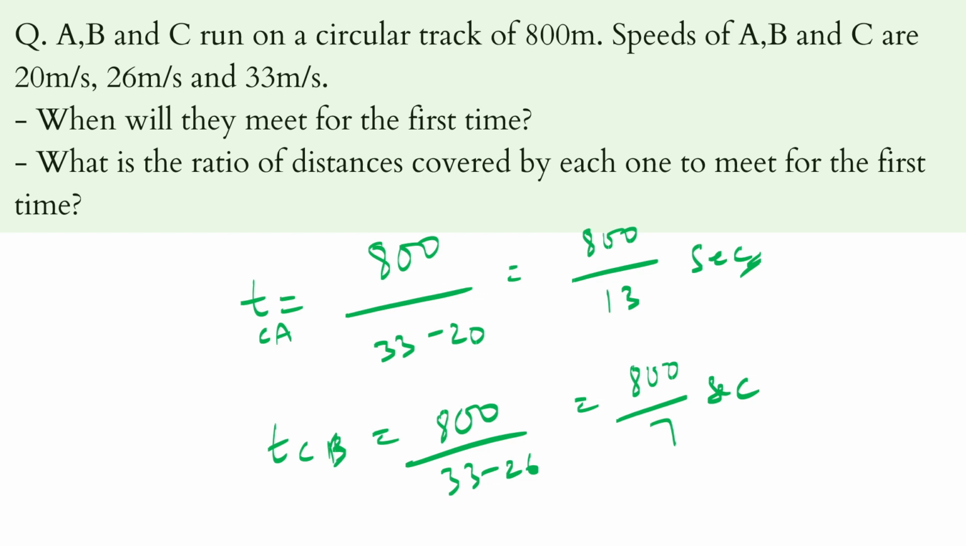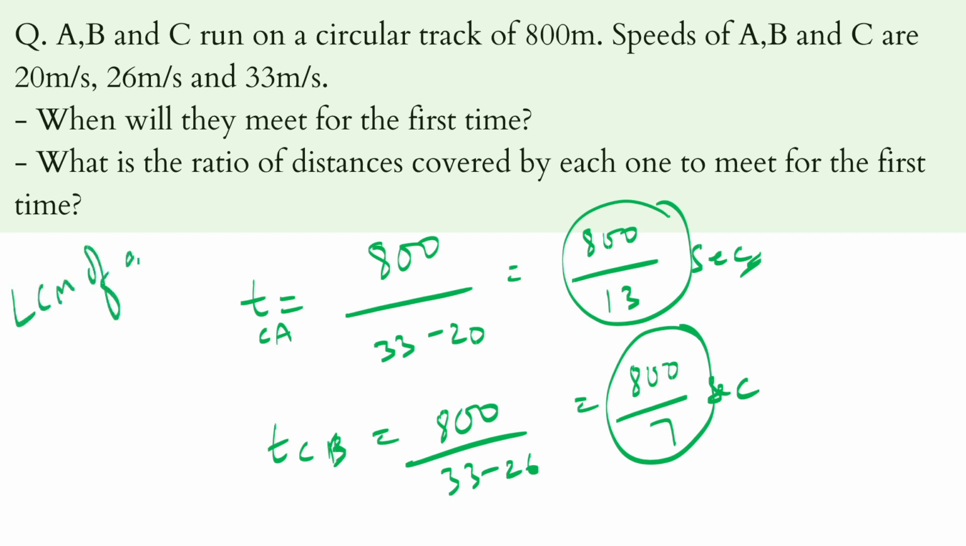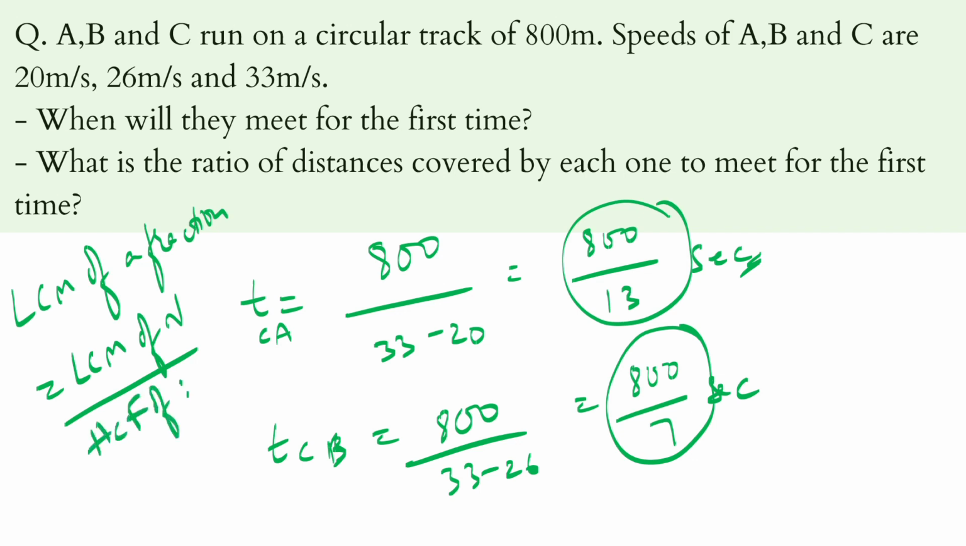Now, in order to calculate when all three meet for the first time, we must take the LCM of this one and this one. If we observe, these are fractions. How can we take LCM in fractions? In the case of fractions, we know that the LCM of fractions is equal to the LCM of the numerators by the HCF of the denominators, right? So in this case, the LCM of the numerators 800 and 800 will be 800, and the HCF of the denominators 13 and 7 is 1.